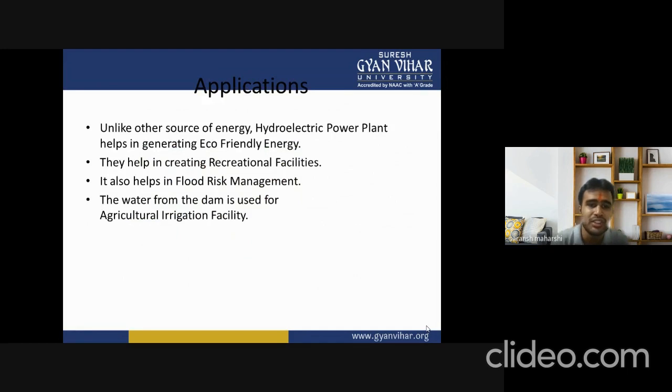Now we will discuss some applications. Unlike other sources of energy, hydroelectric power plants help in generating eco-friendly energy. Second, they help in creating recreational facilities. Third, it also helps in flood risk management. And last but not least, the water from the dam is used for agriculture irrigation facilities.